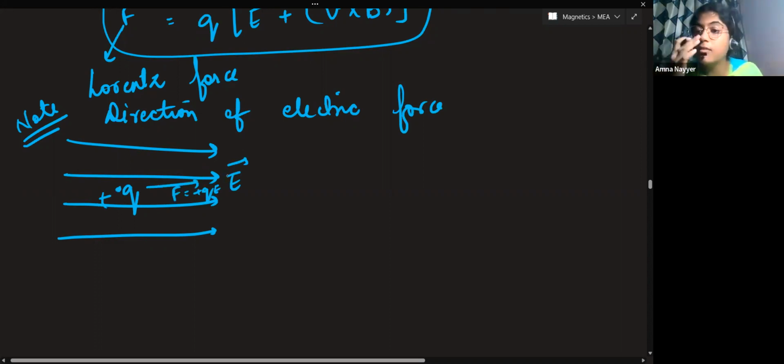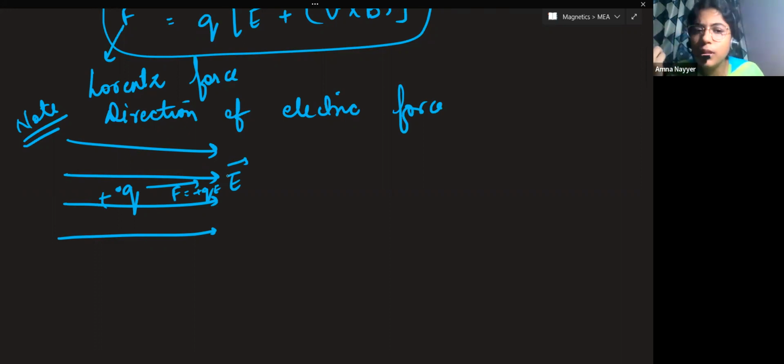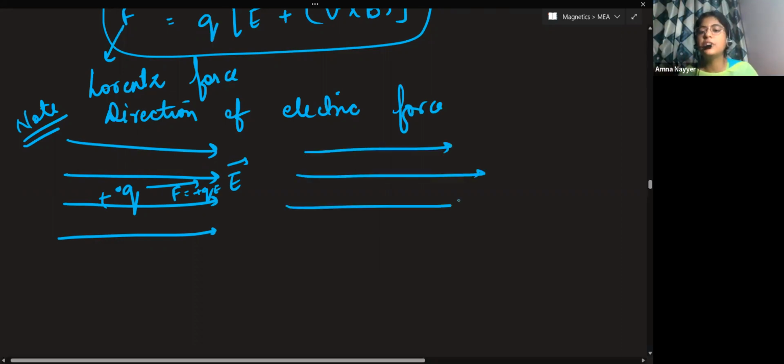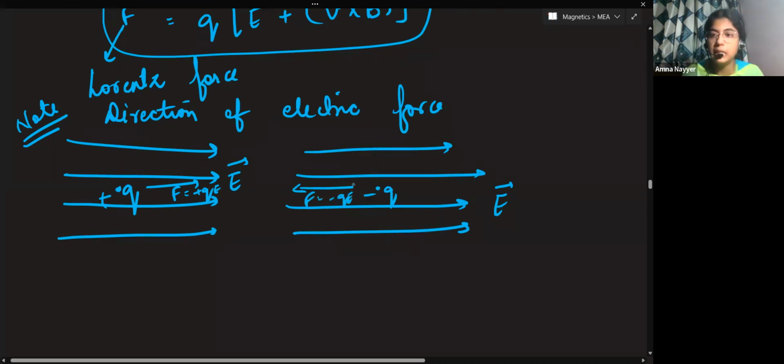Remember, we had derived those torque expressions for a dipole. So when we took force on the positive charge, we took it as plus QE. And similarly, for the negative charge, the direction becomes opposite to that of the electric field. If this is a negative charge, minus Q, this becomes the direction of force, that is minus QE.